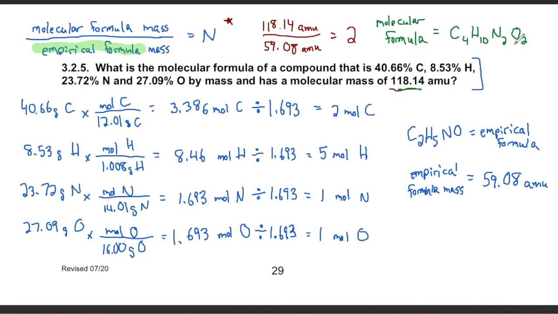The empirical formula of this molecule is indeed C2H5NO. And if you wanted to figure out the percent by mass, you should come out with the same percents that the problem had.